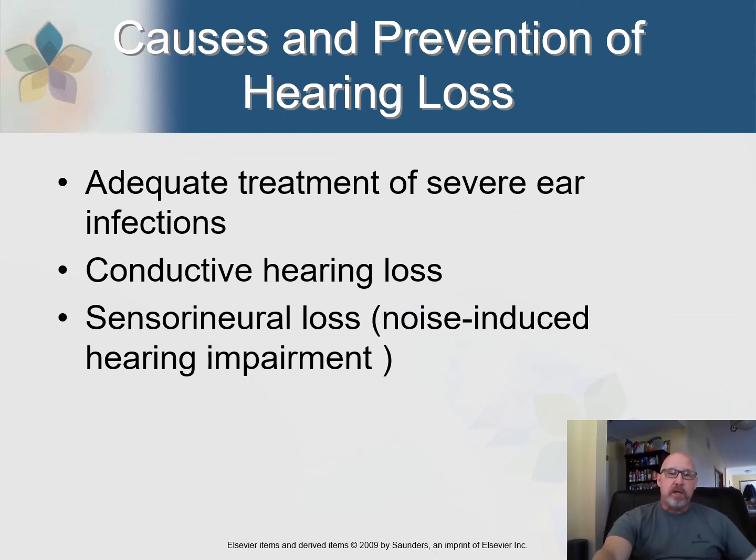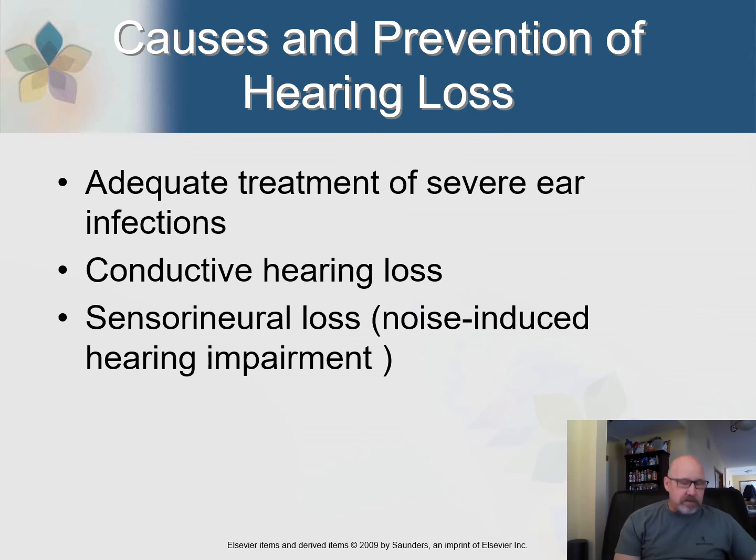All right. Now you can have conductive hearing loss or sensorineural hearing loss, that is, noise-induced hearing impairment. There are 2 types, and this is covered over on page 584. There are 2 types of hearing loss related to a problem in the ear, sensorineural and conductive. Approximately 80% of hearing loss is caused by a disorder of the hearing nerve, sensorineural loss. Conductive hearing loss is caused by a problem transmitting sound impulses through the auditory canal and the tympanic membrane.